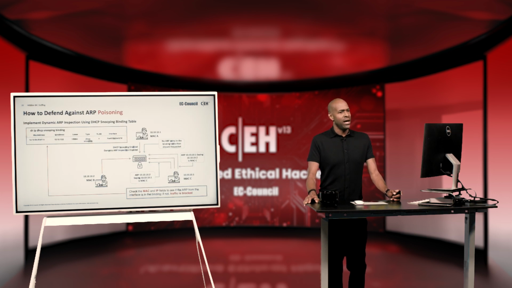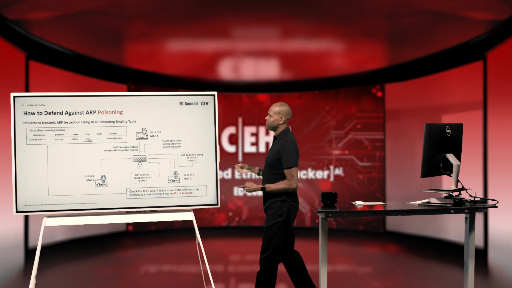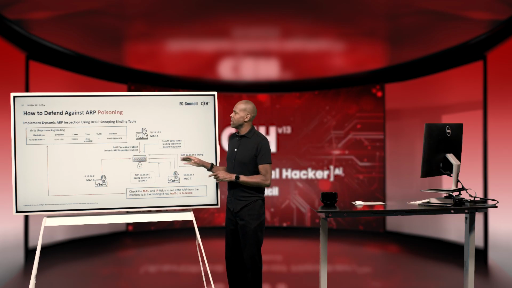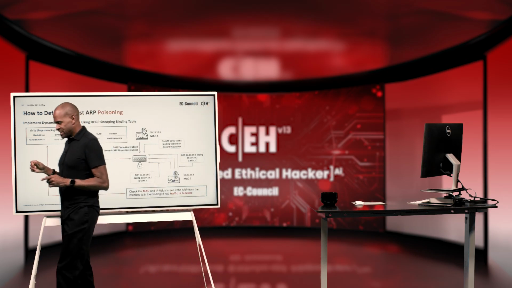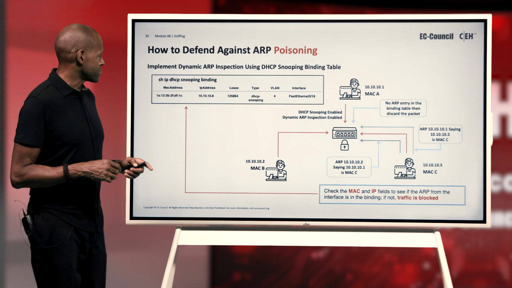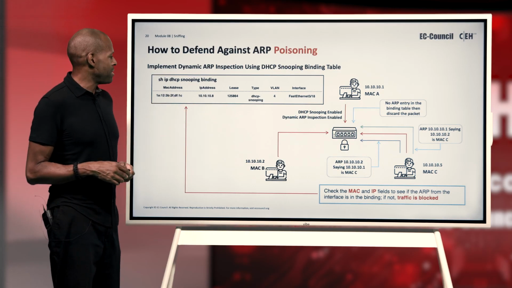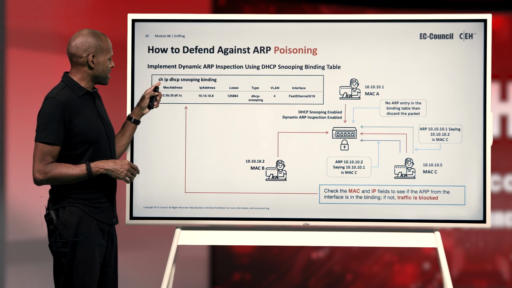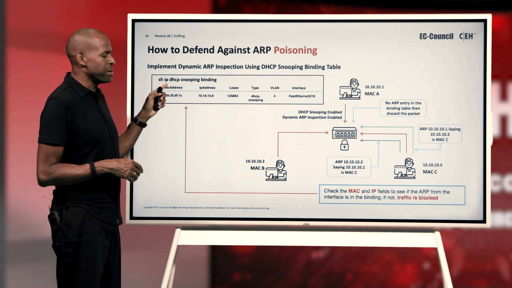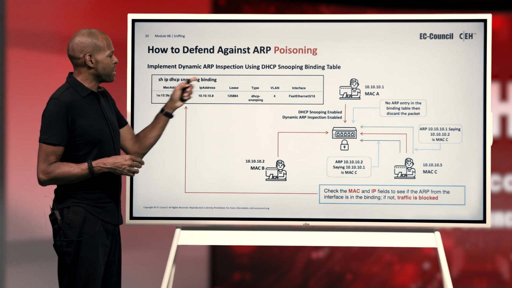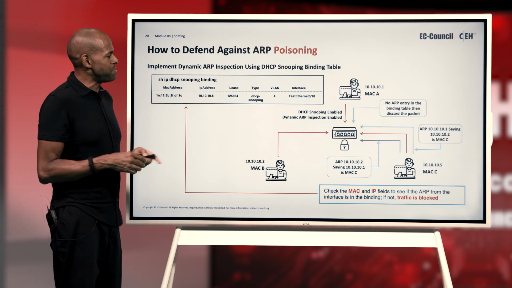How do you defend against ARP poisoning? Well, let's have a look here at this slide. To defend against ARP poisoning, what we're going to do is implement DAI. DAI is Dynamic ARP Inspection using the DHCP snooping binding table. And so see this little command, sh? On a Cisco device, that means show. So show IP, which is the protocol, DHCP snooping binding. And so what it'll show you is what interface the DHCP server is on.